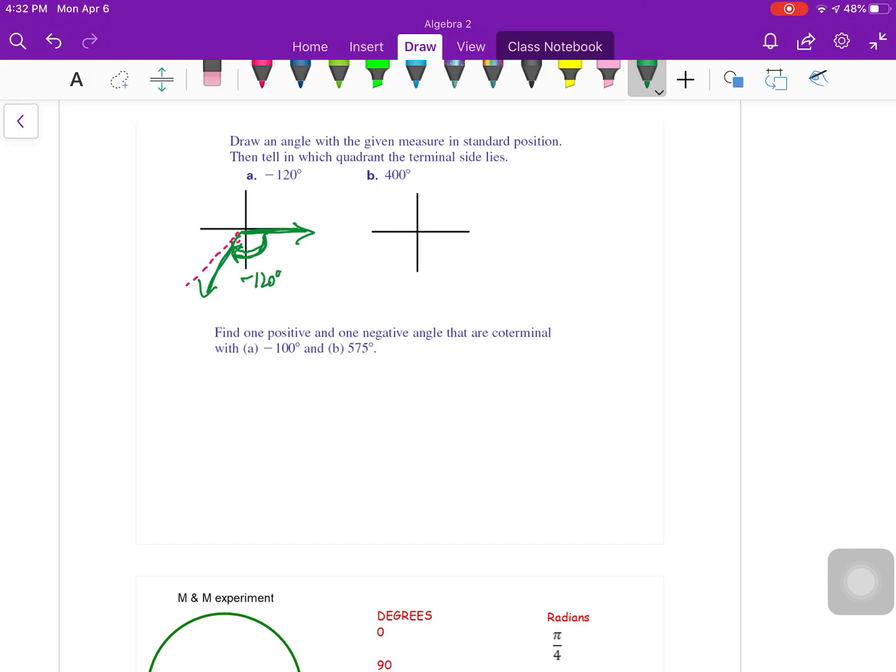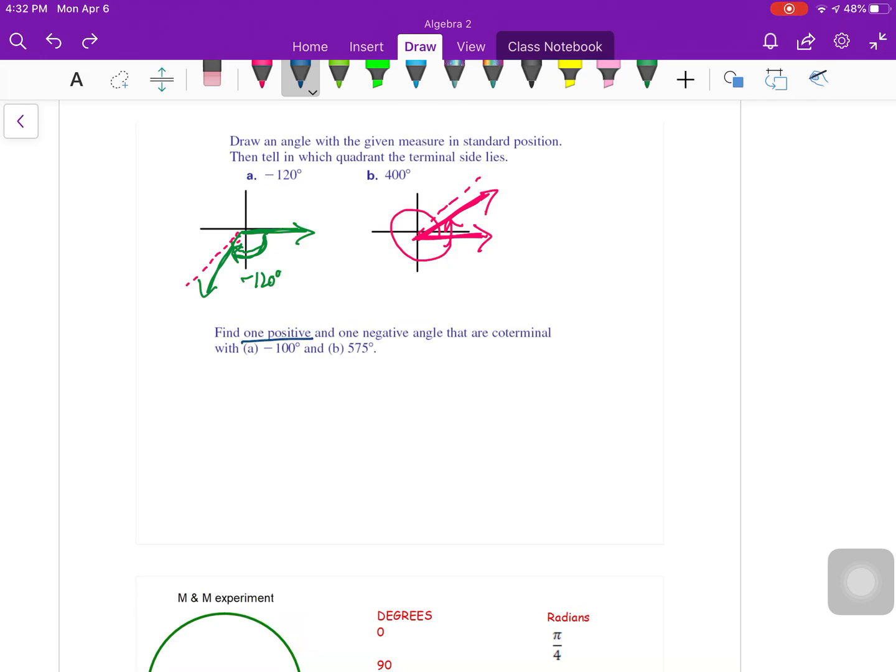The next one asks us to do 400 degrees. So again, our initial side. If I start here and I go all the way around, that brings me to 360. I need 40 more. So if this is 45, 40 would be about right there. So I'm going to go up to there. And notice I show the rotation all the way around once, and again that far. That gives me 400 degrees.